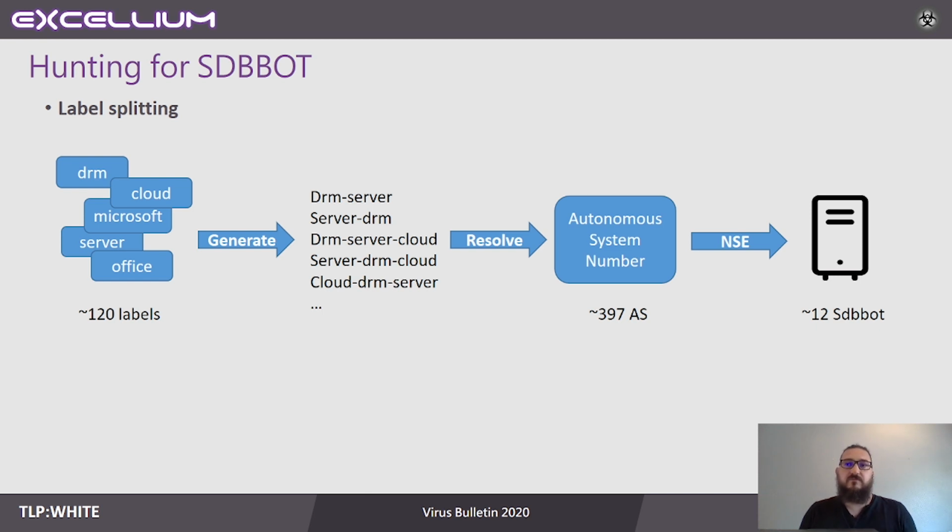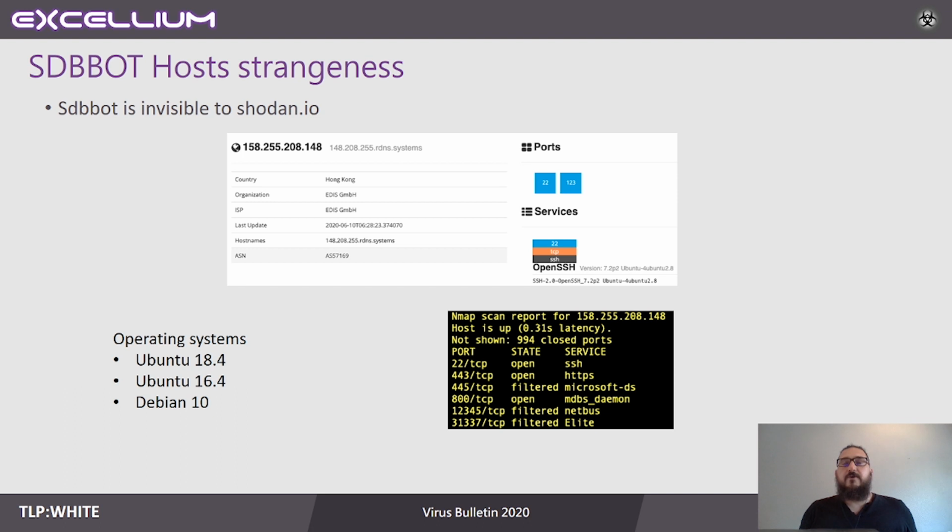We ran the NSE script against these autonomous systems, and it was working. We found 12 SDBBot servers. So how to validate that it's not a honeypot and it's really an SDBBot server? Well, that's what we have done.